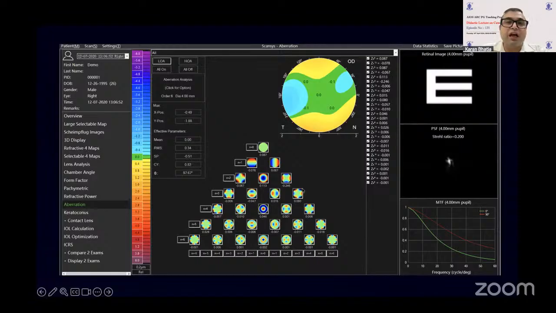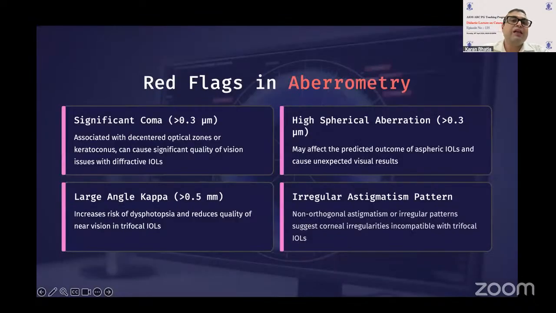Now, this is an aberrometer. This is one of the machines that I use. You can select the LOAs which can be corrected with glasses and the HOAs which cannot be corrected, and therefore you can choose your lens accordingly. So the red flags are significant coma more than 0.3 microns, a large angle kappa more than 0.5, a higher spherical aberration more than 0.3, and irregular astigmatism pattern.